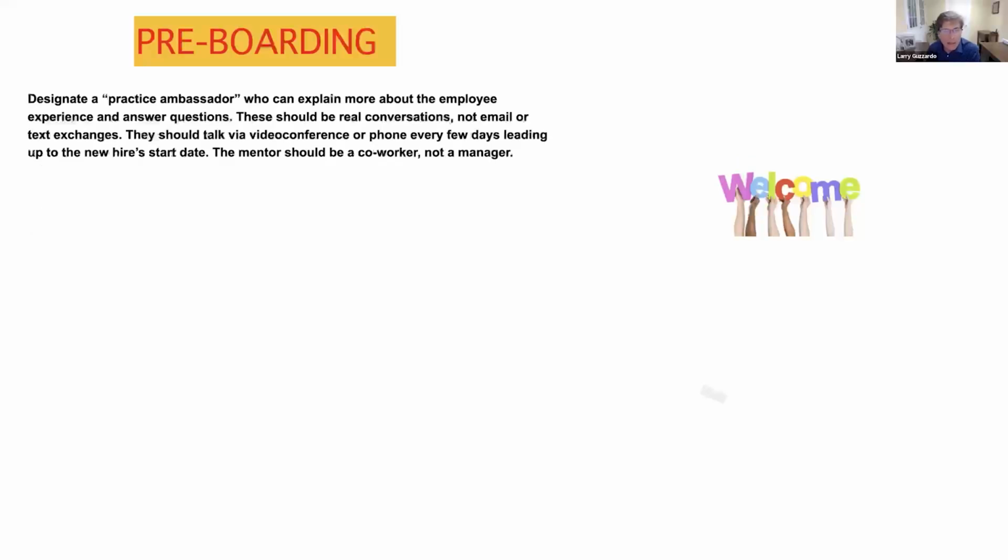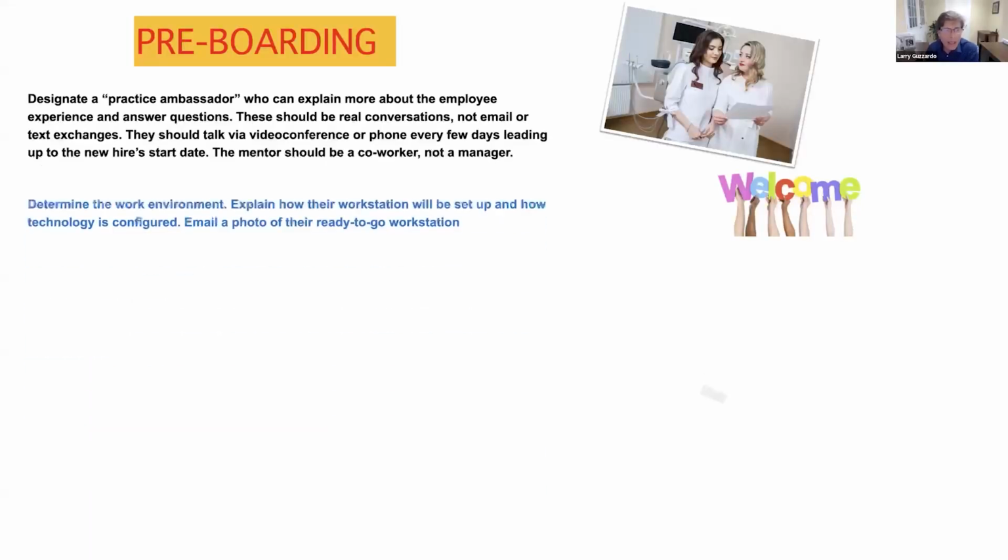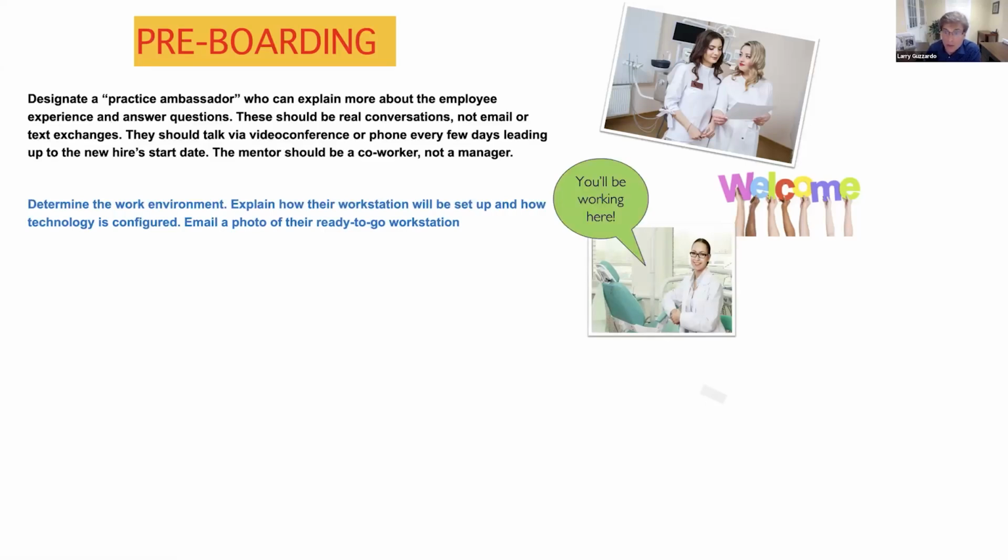So before they get started, we always like to have an ambassador who will be the person's buddy. This may not be the person who's going to be doing the training, but this is the person that is going to make sure they know where to hang their purse, where to put their coat, where the staff restroom is, where they can have lunch, those types of things. It should be a coworker, not a manager, and it doesn't have to be the person who's doing the training.